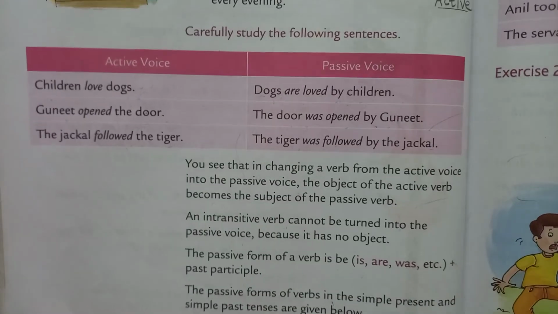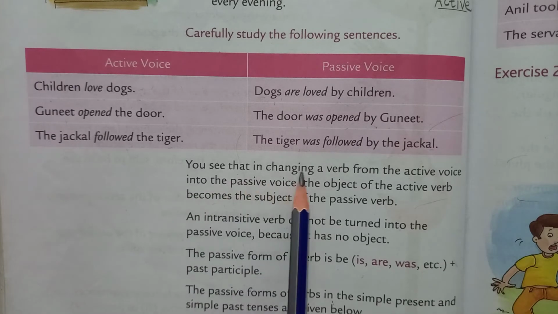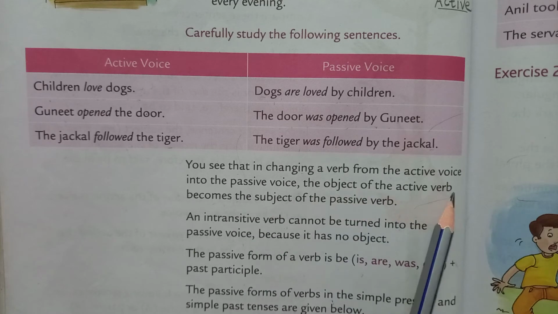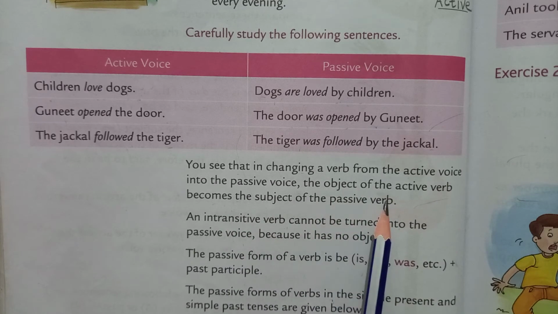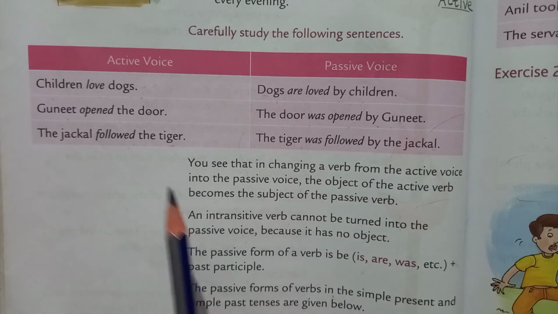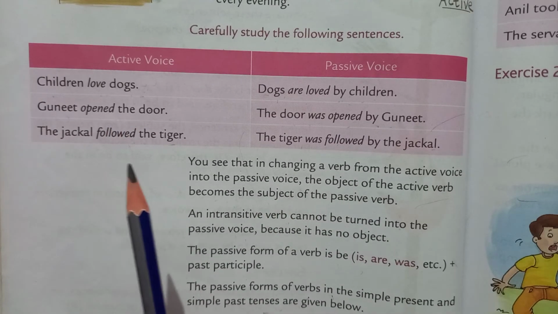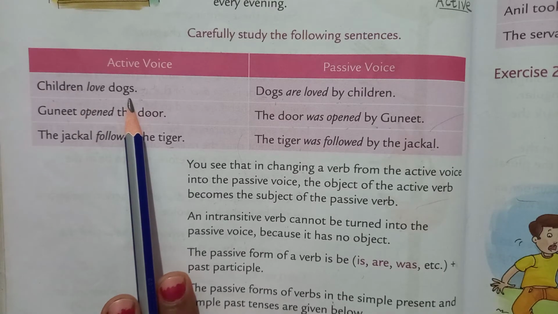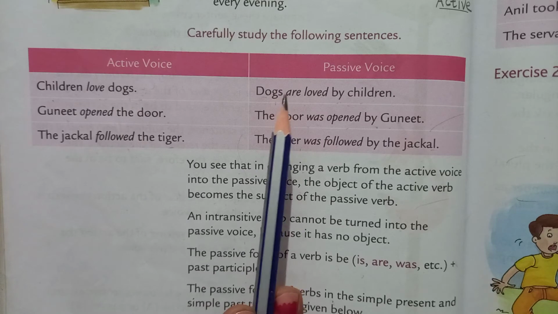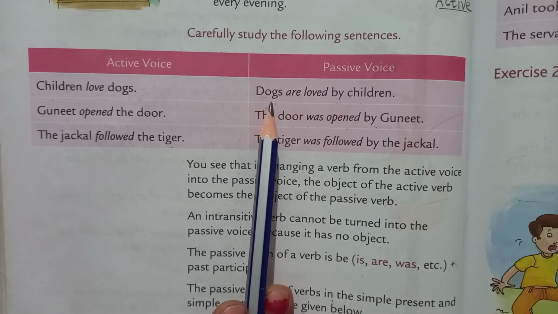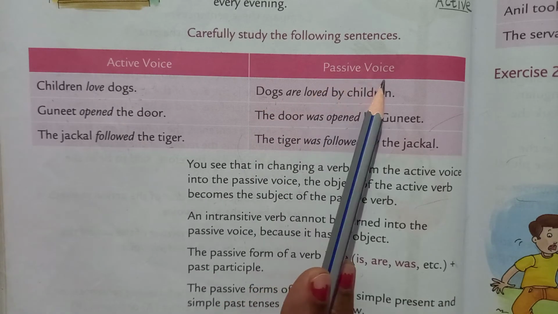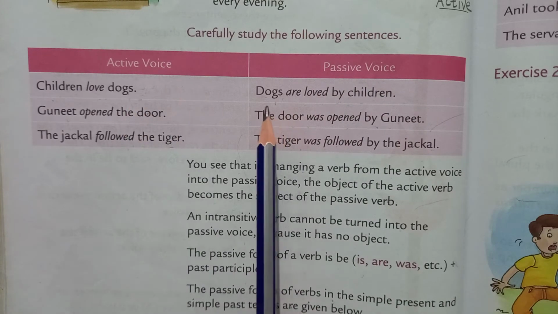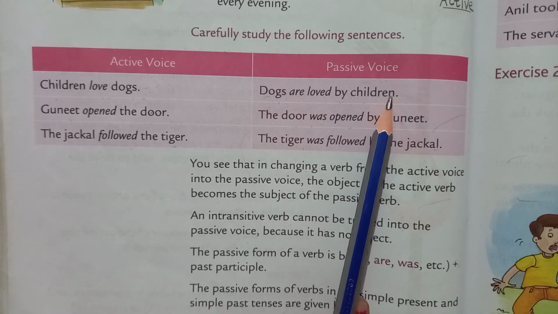See, you see that in changing a verb from the active voice into passive voice, the object of the active verb becomes the subject of the passive verb. So, the object of the active verb, here the object is dogs. Now, it will become subject in passive voice. Okay, so dogs here is object, it will become subject in passive voice.